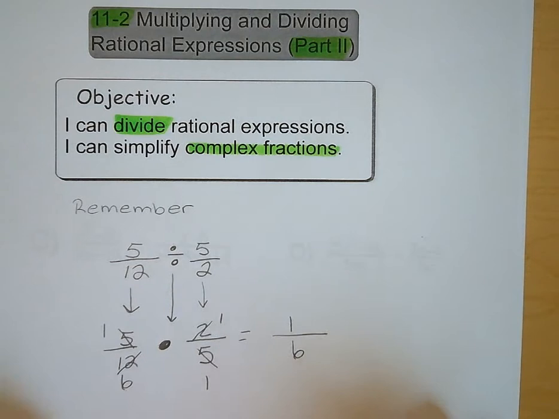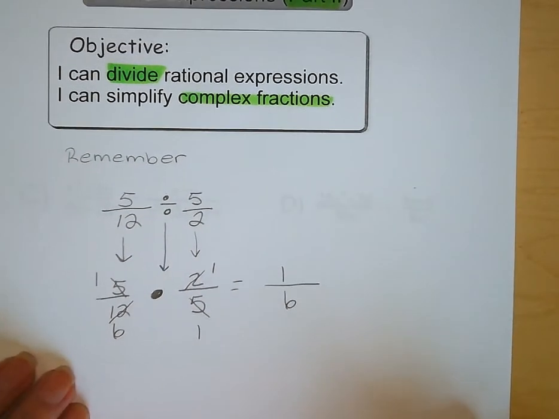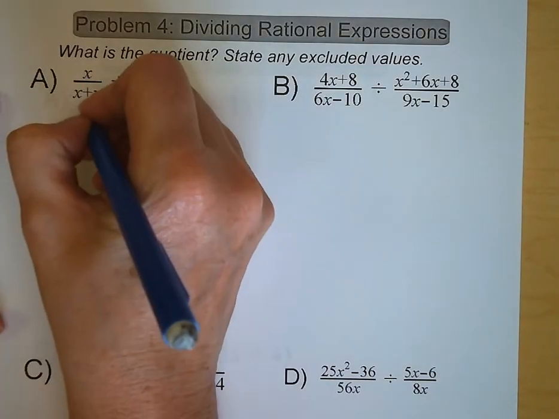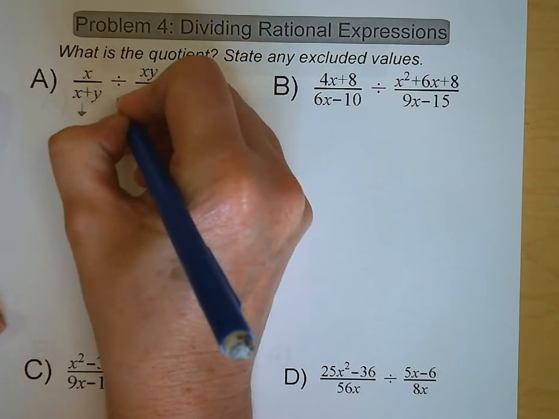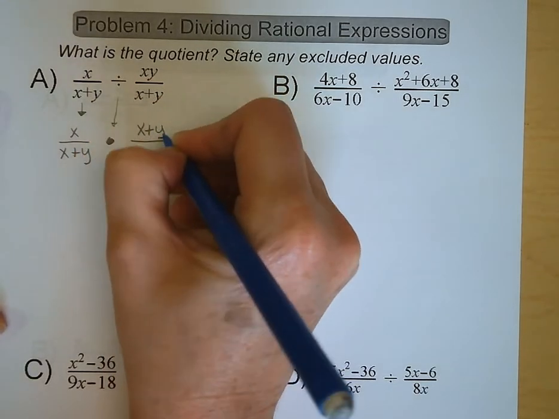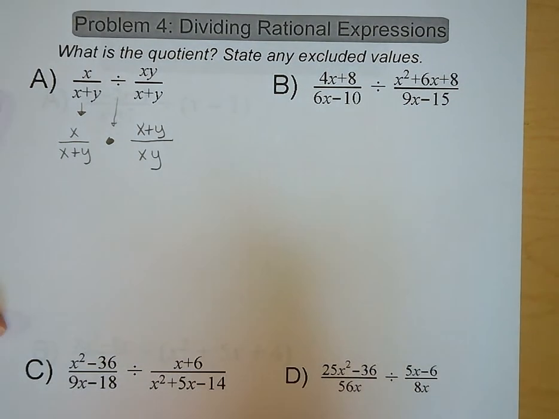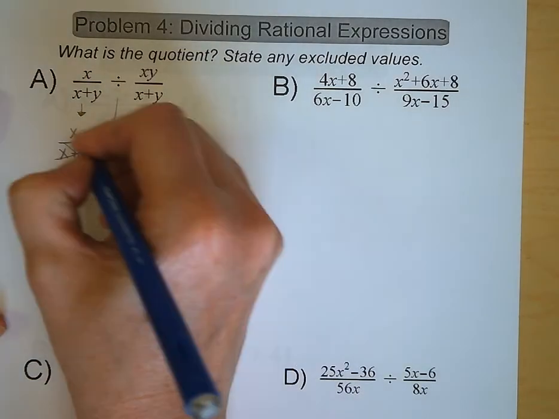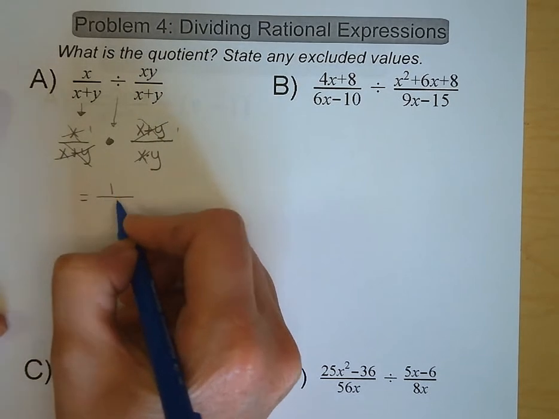So we're going to use that same approach as we deal with these rational expressions. We're going to use the exact same process though. So problem number 4 is dividing rational expressions. We have x over x plus y divided by xy over x plus y. So we keep the first one, we change the operation, and we flip the second fraction. So now we have an x and an x plus y on top, an x plus y and an xy on the bottom. So the x plus y's cancel out, and the x's cancel out, and we are left with 1 over y.